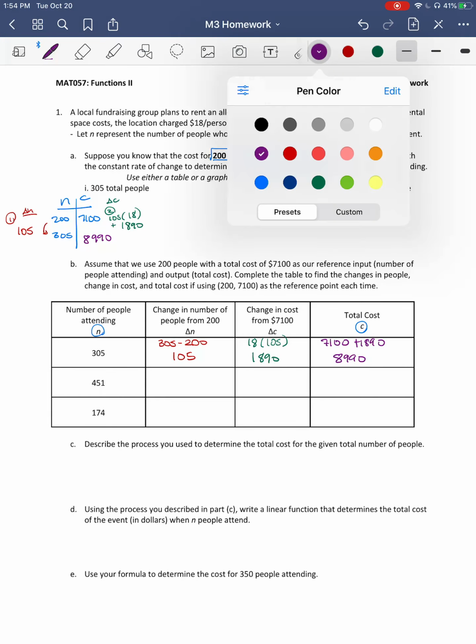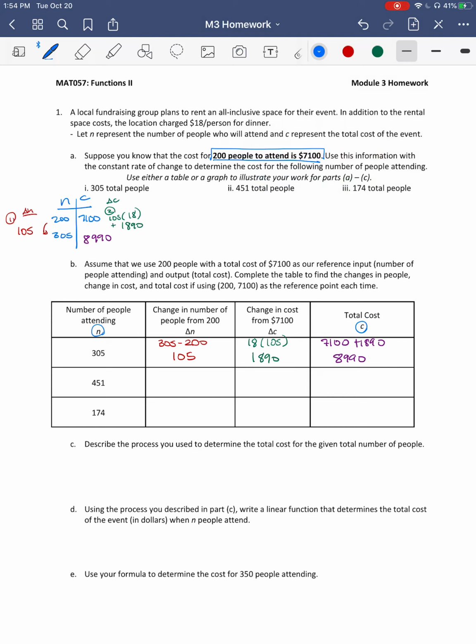All right, I'm going to do that same thing for all 3 of these. I guess I'll just make my table for all 3 now. So here N, C, I'm going to do my 200, my 7,100. This one is asking for 451 people. Like I said, I'm going to be efficient. So 200, 7,100, and now this is for 174. All right, so again, I'm going to do the same thing. I knew with 200 people coming, the cost was 7,100. Oh, we have more people coming, so let's find out how many more people.